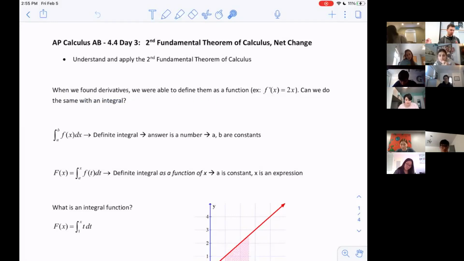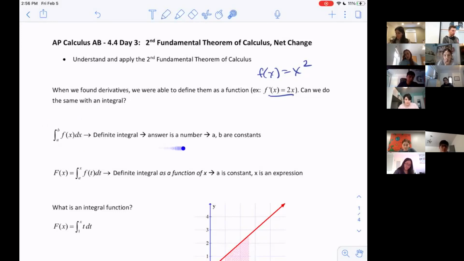So when we talked about derivatives, we were able to define them as a function. Say I gave you the function f of x equals x squared. Then we didn't only find the slope at one spot. We found the slope anywhere we wanted in terms of x, right? f prime of x is 2x. So I could find the slope anywhere on that function using this derivative function. So is there something we could do the same way with an integral?